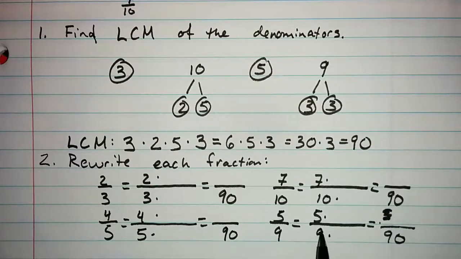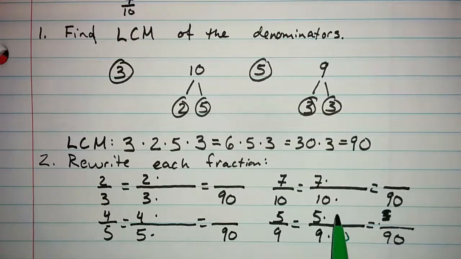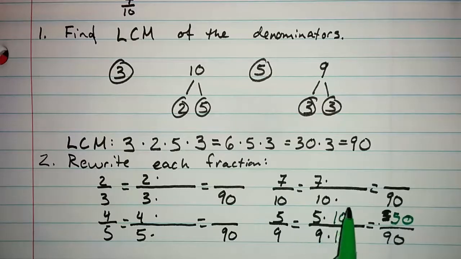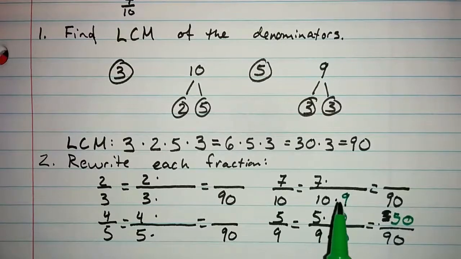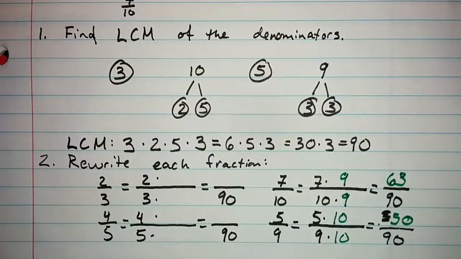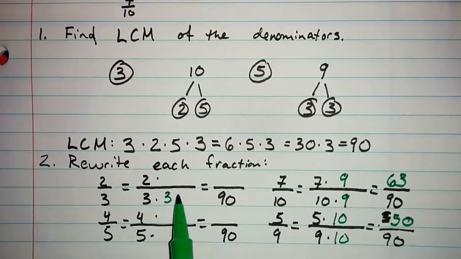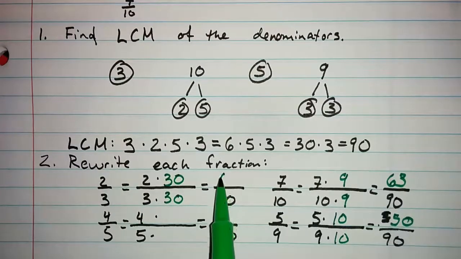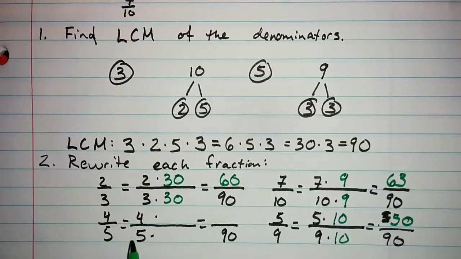All right, I'm going to do this one first because it looks easiest. I know that it's 9 times 10, that's 90. So I have 5 times 10 is 50 90ths. This one looks pretty easy. 10 times 9 is 90. So I'll have 7 times 9, 63 90ths. 3 times 30 is 90. So I'll have 2 times 30 is 60 90ths.